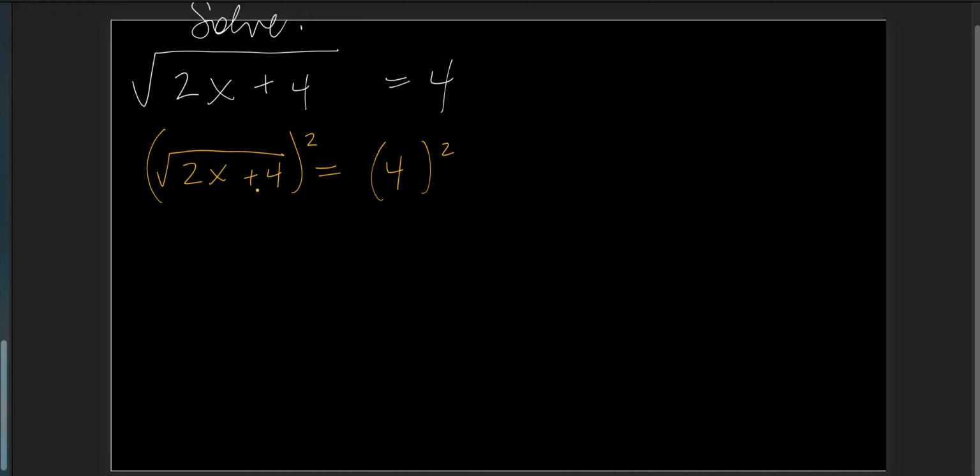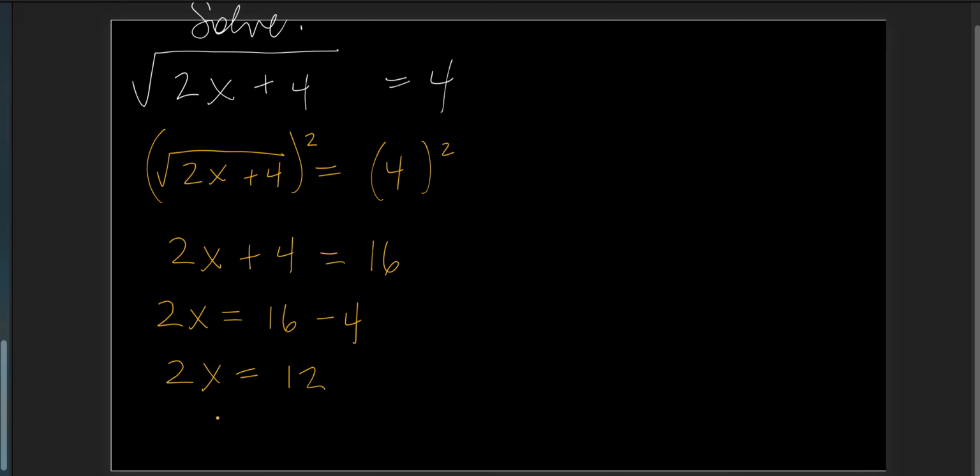What happens when you square the square root of something is that the stuff just underneath the radical comes out. And over here we have 16. Now you have a nice equation to work with, and we're going to subtract 4 from both sides to start with. So we have 2x equals 12. And we know 2 times 6 is 12, so x is 6.